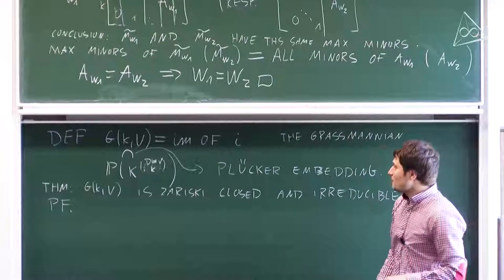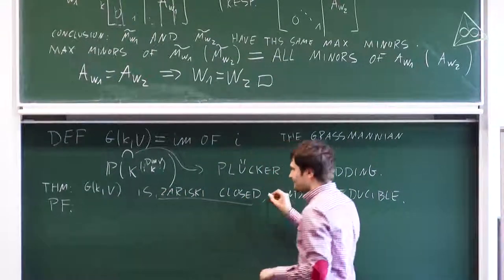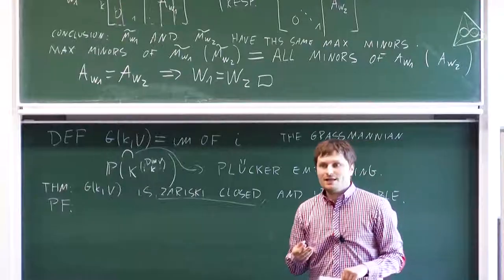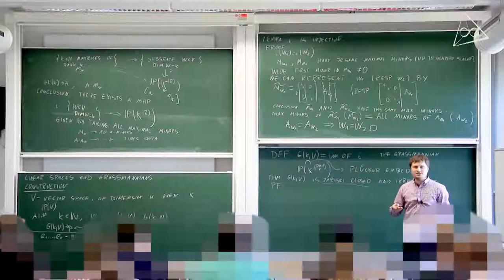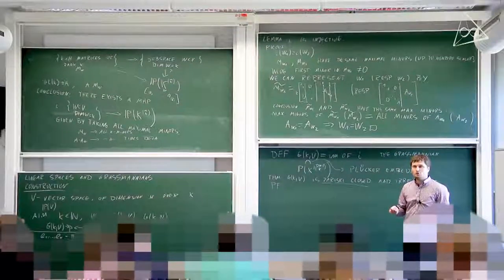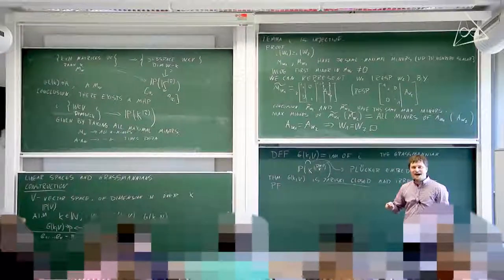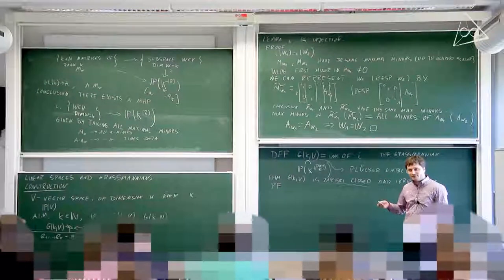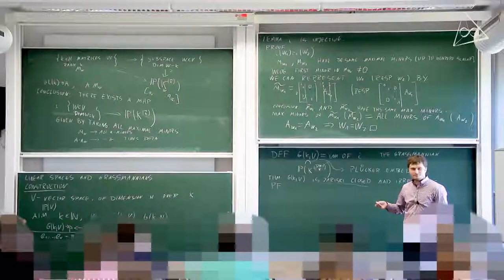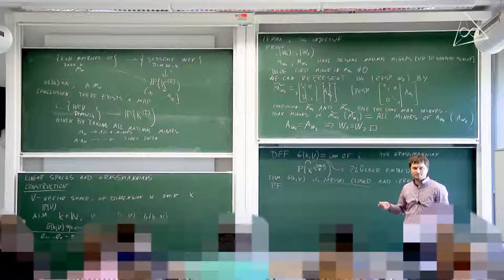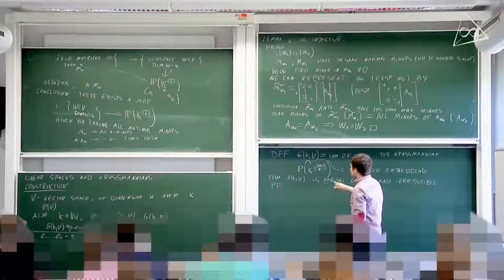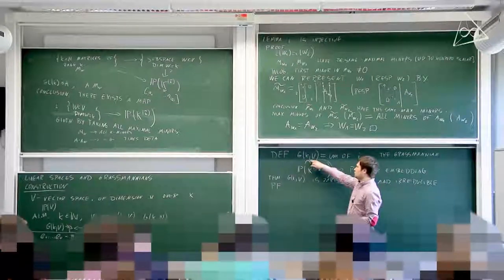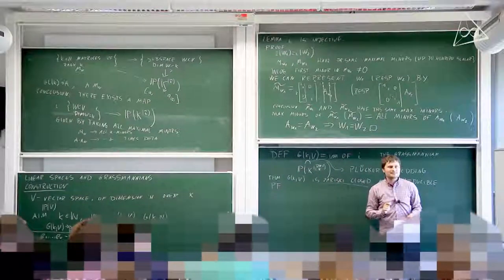Okay. So first we focus on Zariski closed. What does it mean? It means that we need to characterize the image of I by the vanishing of some polynomials. In other words, we need to find polynomials that vanish on a point if and only if it belongs to the image of I. That's the definition of algebraic variety, that's the definition of Zariski closed. In principle, we should look at homogeneous polynomials in the projective space, but we will proceed a little differently.